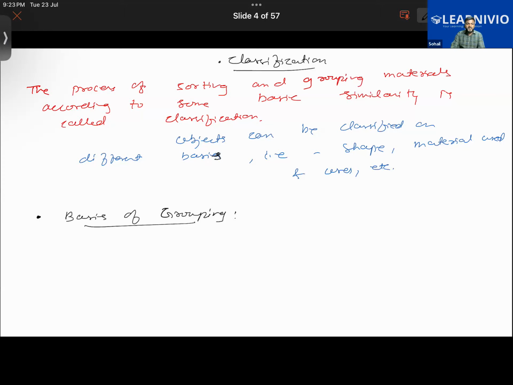Now all the objects, like we have different examples of objects like iron, wood, or a stone, although they are different objects made out of different materials, but they have one common property, that is, all of them are hard. So that is the basis of classifying them together, putting them into one group. Getting it now? Yes, sir. So that is the thing we are learning.